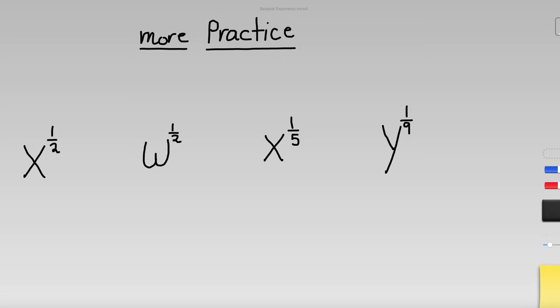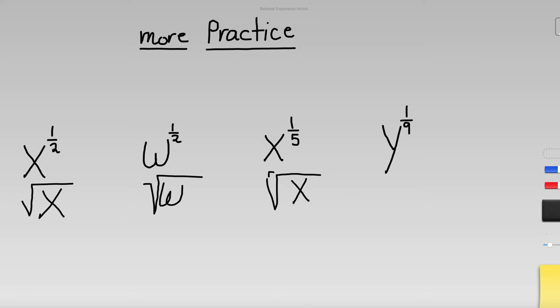So this would simply be the square root of x. This would be the square root of w. This would be the fifth root of x. And this would be the ninth root of y.